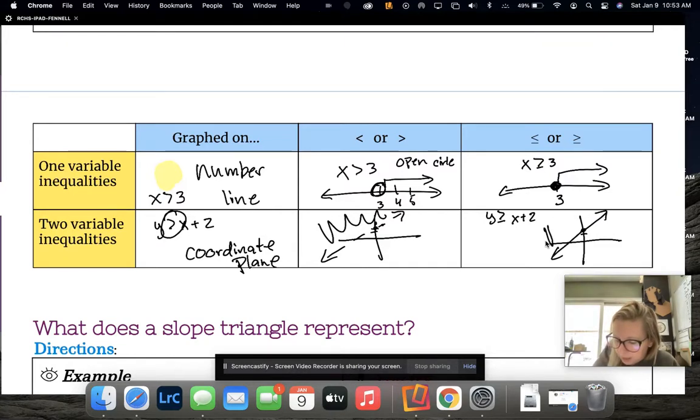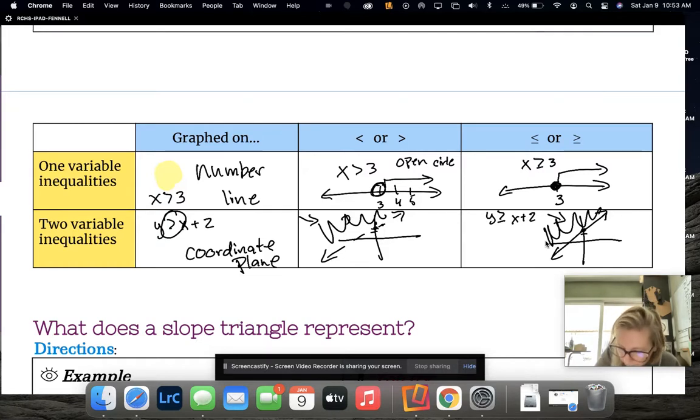So now when we graph it, the difference here is points on the line are also going to give us a true statement. So the line is going to be included in our solution set. Again, this shaded region here we call the feasible region, where the answers lie, the solutions.